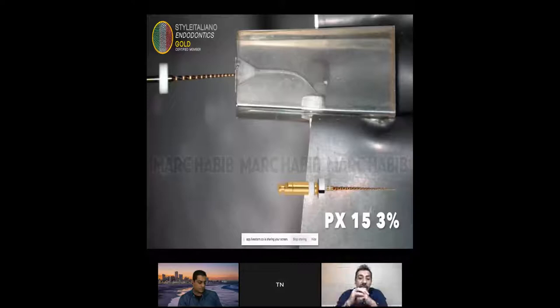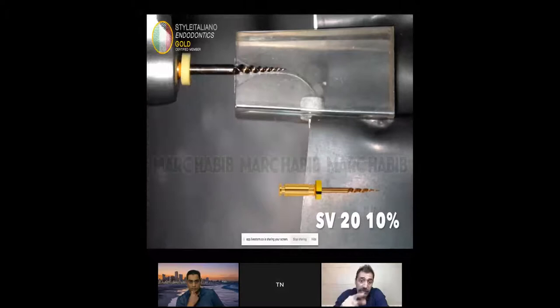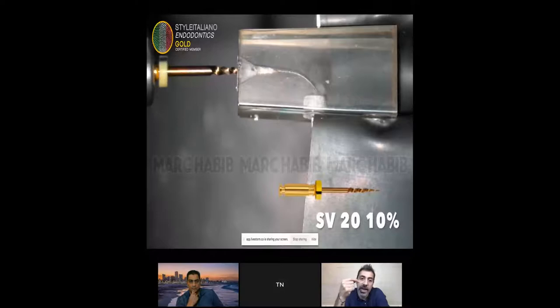If I feel that it is very large at the beginning to enter this canal, I can use the glide path file at the beginning before using it. You can see I'm measuring the part which is going to work inside the canal. I'm not going to introduce it more. I'm just introducing it to the part where it's the active part of the file. So it's a very short file.